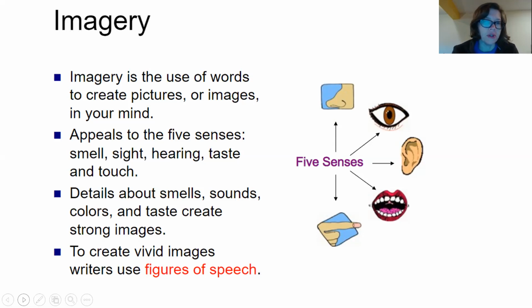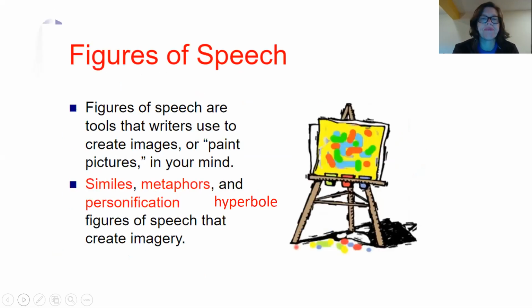To create vivid images, writers also use something known as figures of speech. These are tools that they can use to create images or paint pictures in your mind. And so similes, metaphors, personification, and hyperbole are some examples of figures of speech that create imagery. And we will go into much greater detail about those four figures of speech and several other figures in lessons later on.